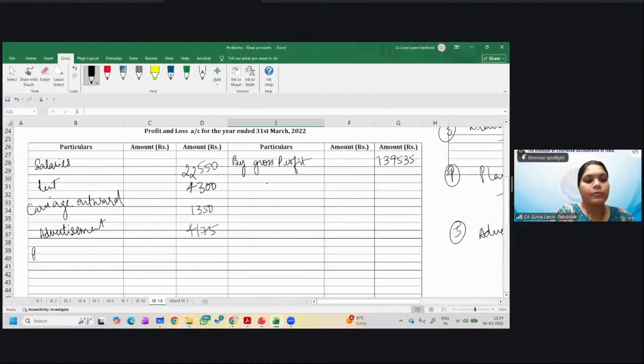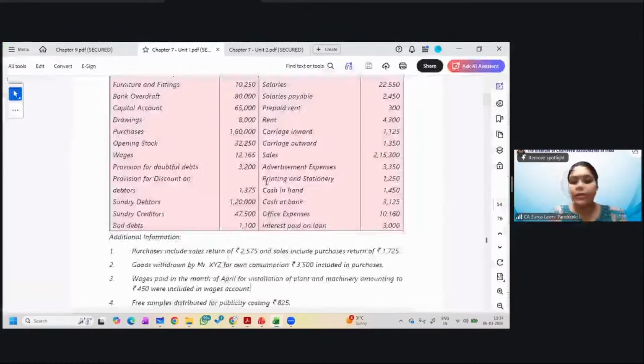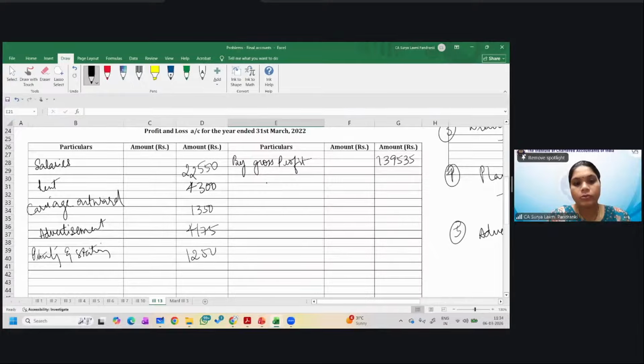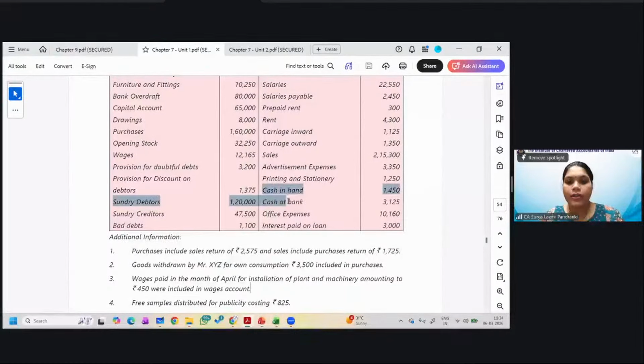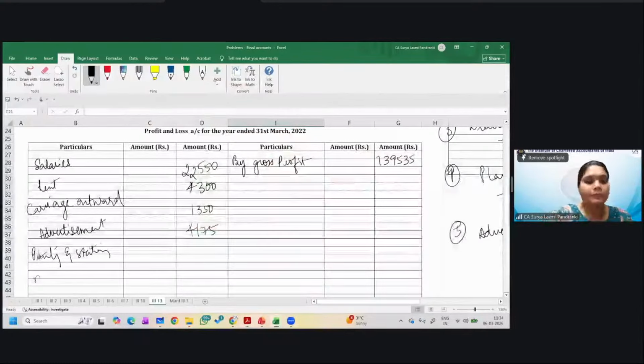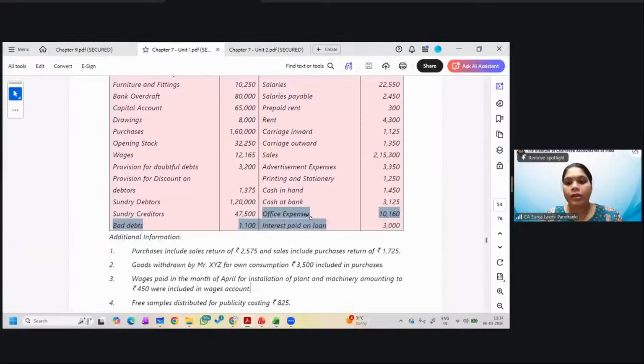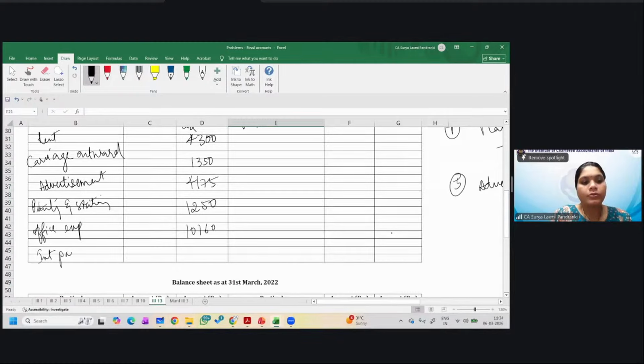Printing and stationery is also there. Printing and stationery is how much? 1250. Then you have cash in hand; cash at bank will not come. Office expense will come. Office expense is how much? 10160. Are you all there? Yes. Interest paid on loan. This is also an expense. Interest paid on loan, just 3000. Correct?